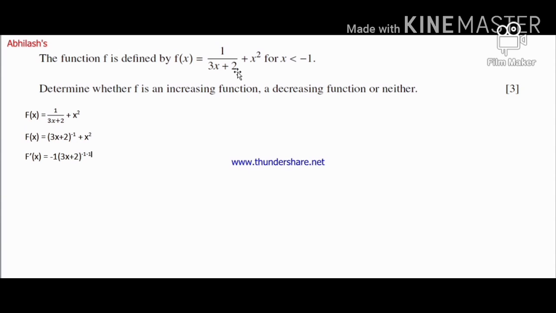So as per n into x raised to n minus 1, we can write it as minus 1 into 3x plus 2 the whole raised to minus 1 into the derivative of 3x, which is 3, plus x square becomes 2x raised to 2 minus 1. So f dash x is minus 1 into 3 is minus 3 of 3x plus 2 the whole raised to minus 2 plus 2x. That is, f dash x is equal to minus 3 divided by 3x plus 2 the whole square plus 2x.